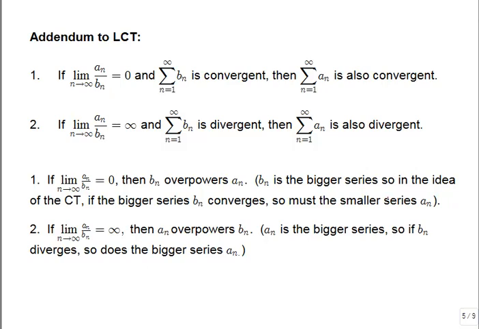And then in the second case, if your limit is going to infinity, then that means the top function, a sub n, is actually more powerful. It's going to infinity faster than the bottom is. So if you think in terms of this comparison test, your a sub n is like the bigger series. So if b sub n diverges, then so does the bigger series a sub n.